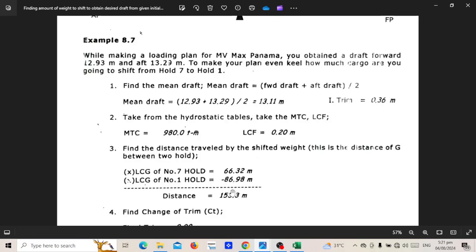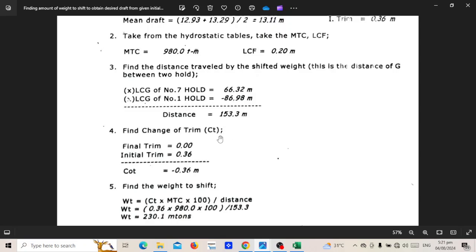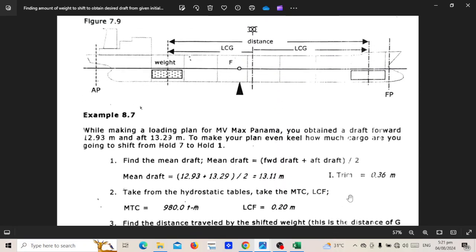So you add this all together, that will be 153.3. Okay, that will be your distance. Then find the change of trim. You have a trim of 36. Now you're going to shift your trim by the head. You're going to ship some cargo to hole number 1 so that you will have even keel. No list, no trim.